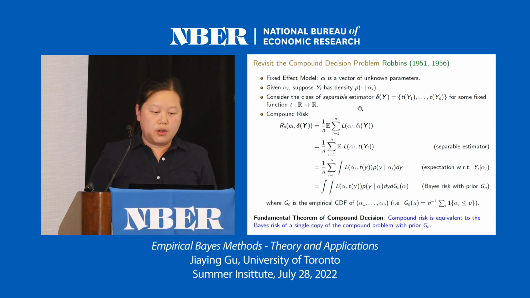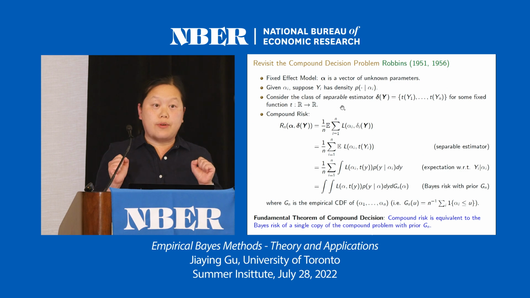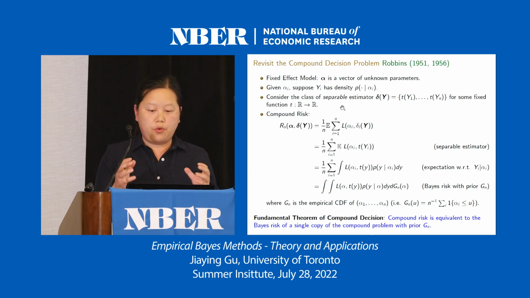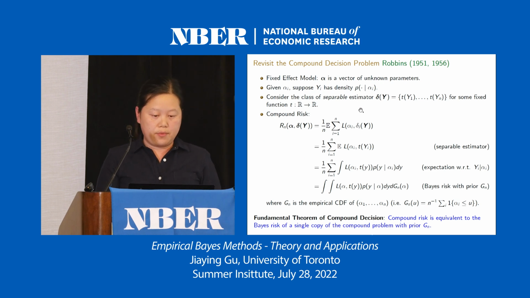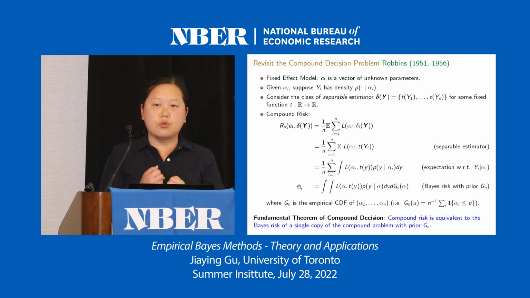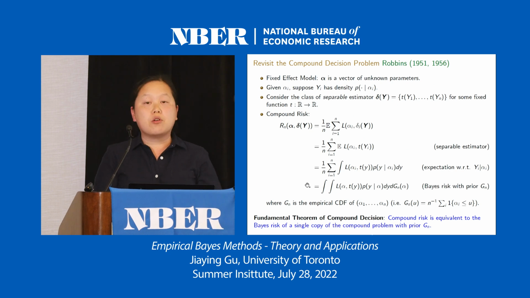Let's consider a slightly larger class of estimators, right? So instead of restricting attention to the linear shrinkage estimators, let's consider some function T that is applied on individual coordinates. These are the so-called separable estimators. If we focus on this class of separable estimators, then the following lines are going to lead to the fundamental theorem of compound decision. So these are very important derivations. I want to go slowly on them.